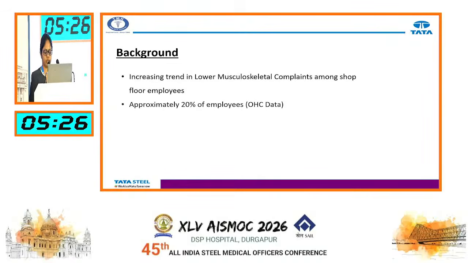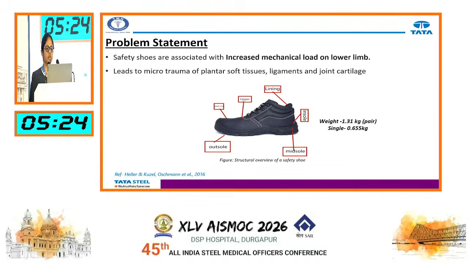silicone gel insoles. So here is a graphical representation of a safety shoe. Safety shoe is a vital part of our industrial personal protective equipment. However, they are heavier, stiffer and poorly cushioned. The rigid outsole and limited cushioning of the insole reduce shock absorption, allowing the heel strike up to twice the body weight, thereby transmitting the stress to the lower limb, particularly on hard industrial flooring.